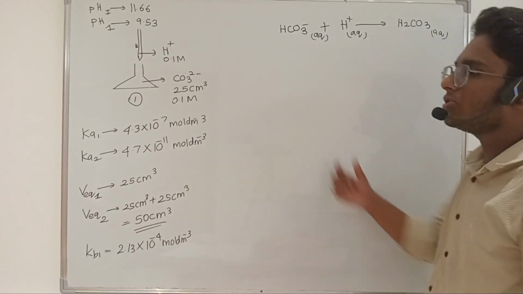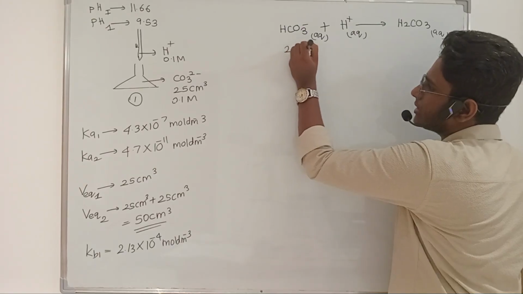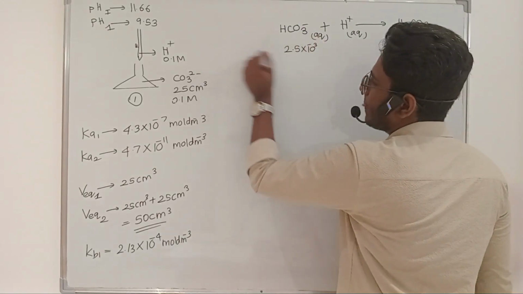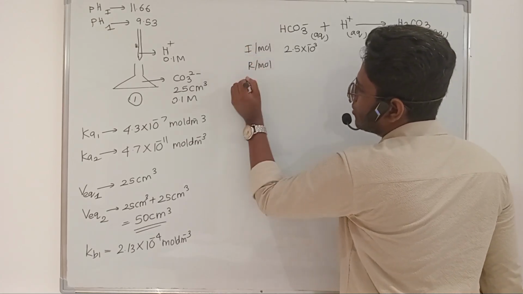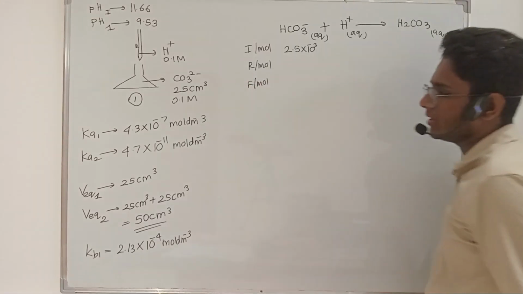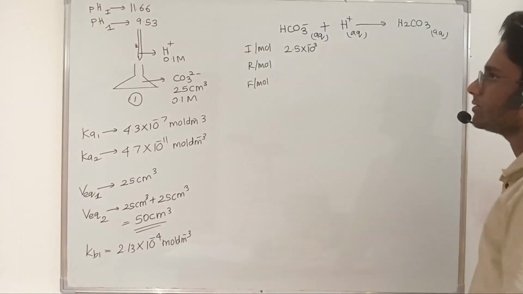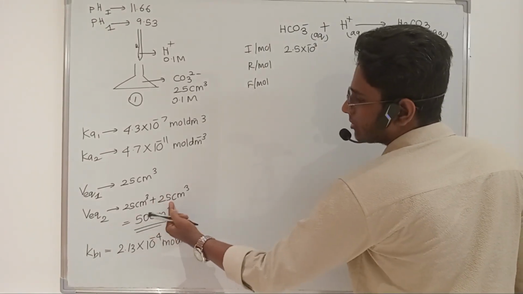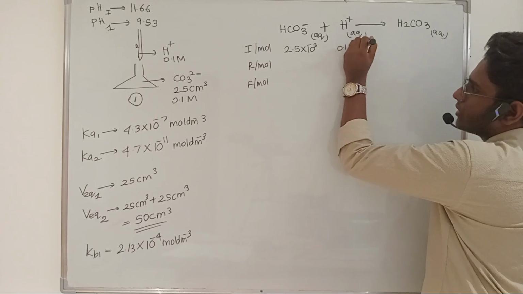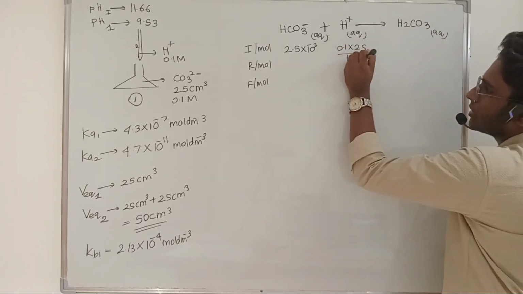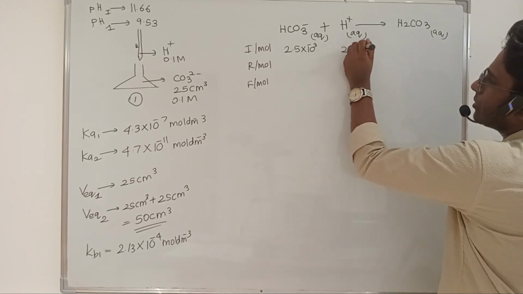Now, what was the initial amount of bicarbonate that was present? That was 2.5 into 10 to the power minus 3 moles, right? If you all can remember, that is the value. Initial moles, reacted moles, final moles, right? And to reach the second equivalence point, you added another 25 centimeter cube of HCl, right? What is the moles of H plus added? That is 0.1 into 25 over 1000, which is 2.5 into 10 to the power minus 3 moles, right?